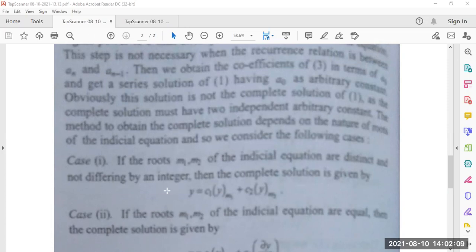Yes, sir. Case 1 will be clear if one root is an integer, another root must be a fraction. Then the difference between them cannot be an integer. But if we take both of the roots as integers, then the difference between any two integers is an integer. So one root must be an integer, another a fraction. Then case 1 is satisfied. Is it clear?